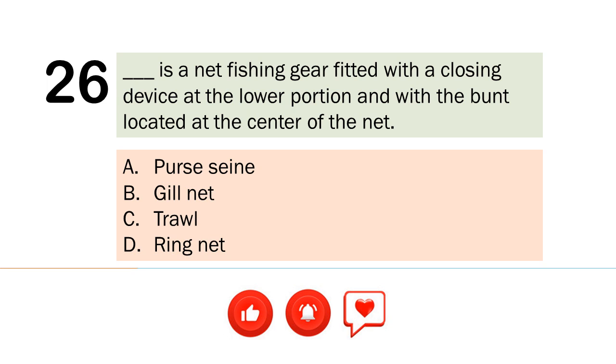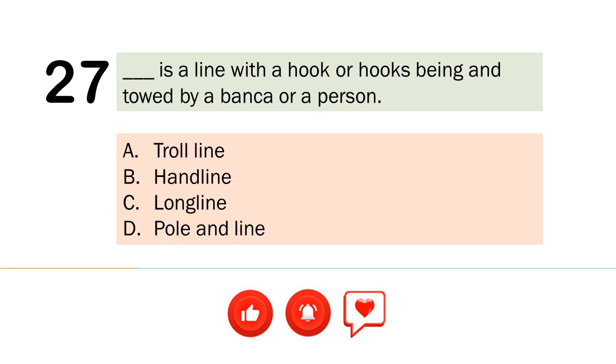Question number 26. Blank is a net fishing gear fitted with a closing device at the lower portion and with the bunt located at the center of the net. A. Purse seine. B. Gill net. C. Trawl. D. Ring net. The correct answer is letter D. Ring net.